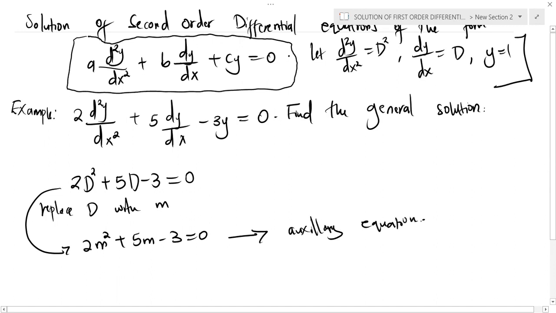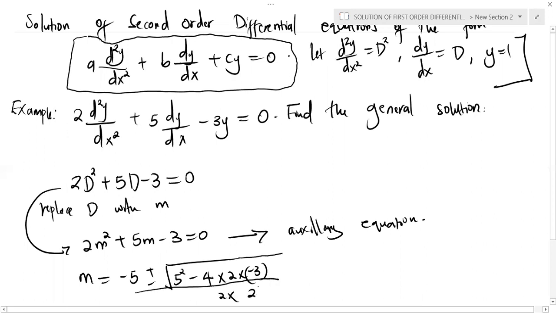Now, to solve the auxiliary equation, we basically just use the quadratic formula. So m will be equal to −5 ± the square root of 5² − 4 × 2 × (−3), all divided by 2 × 2. And if we solve that correctly, we get the values m = 1/2 and m = −3. These are the roots of this particular equation.